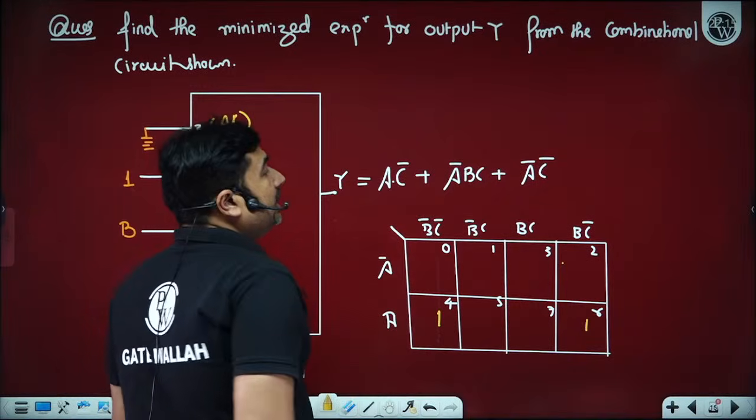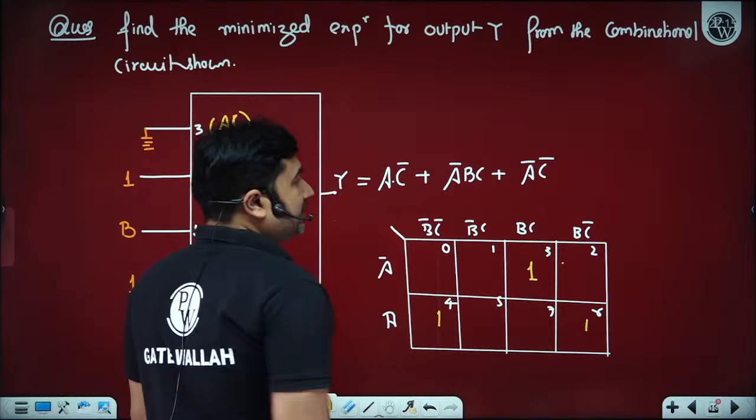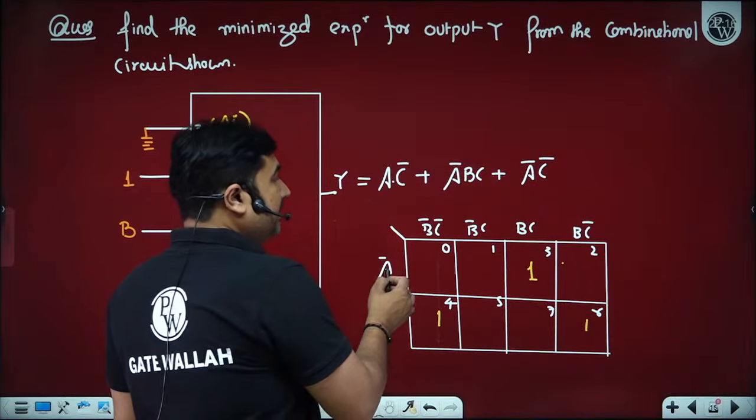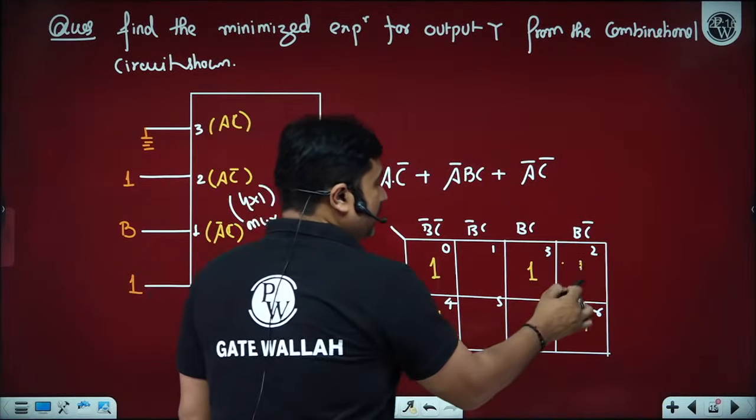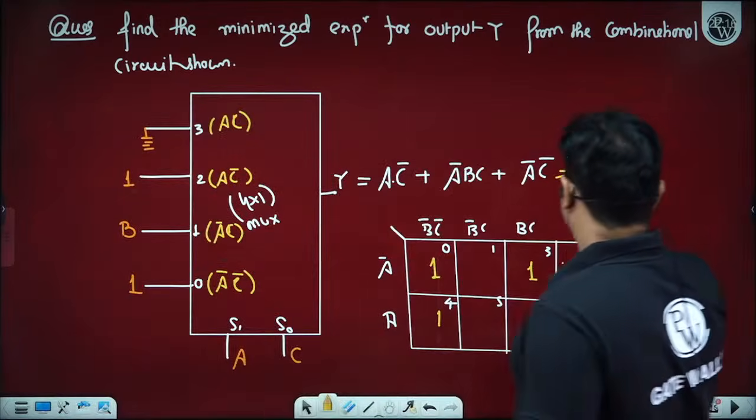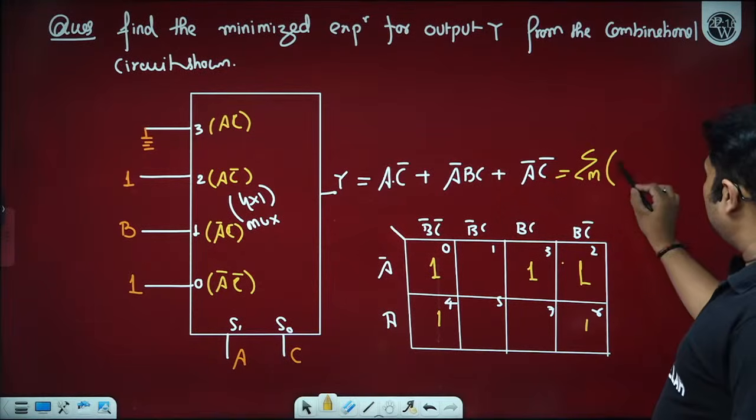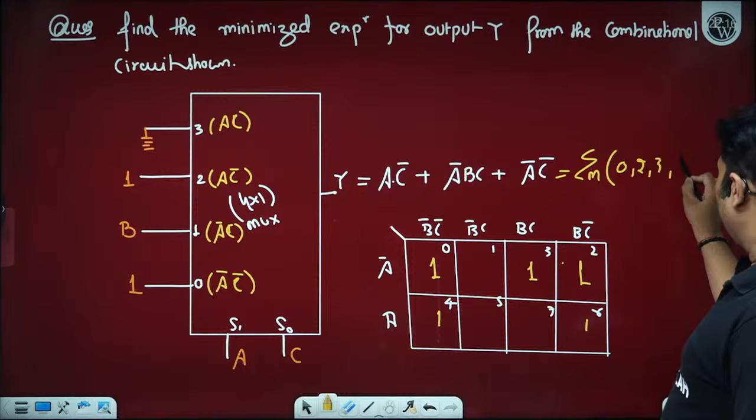In the same way, A bar BC: you will get A bar here and BC you will get here. So this is 3. And A bar C bar: A bar you will get here, C bar you will get at 0 and 2. So now you can observe the canonical as well as minimal. So what is the canonical expression, beta ji? We all can see it is high on the binary of 0, 2, 3, 4, 6.